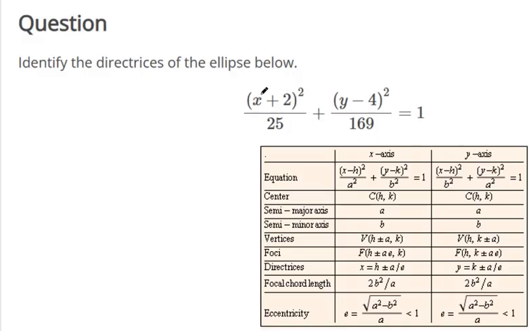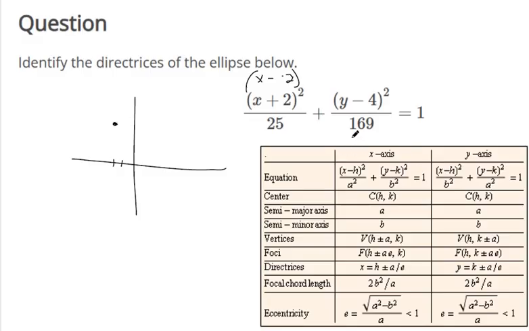This is x plus 2. The standard form of a circle and ellipse always has minus baked into the formula. So this is a negative 2 for the center. So negative 2 on the x. And then this is a positive 4 for the y because it's y minus k in the formula. So negative 2, positive 4. This is the center.